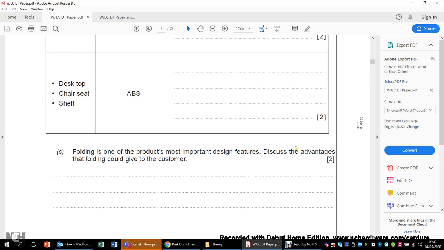Well, if I was going to do this yet again, and this is where I always say about reading the question, without even looking at the answers that were given previously, it's asking for 2 points. So just as in the previous one, you must get into the habit of justifying your answer. Folding is one of the product's most important design features. Discuss the advantages that folding could give to the customer. So it's using that word discuss. It's the whole point of folding, and it's asking to discuss. So there's almost a case that you need maybe 2 points, or you need to have a justification. It's using the language there to pinpoint what it's expecting to get from you.